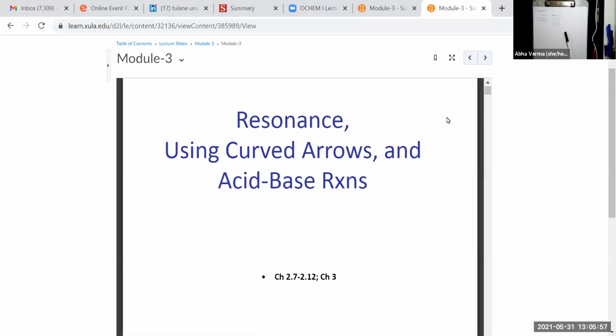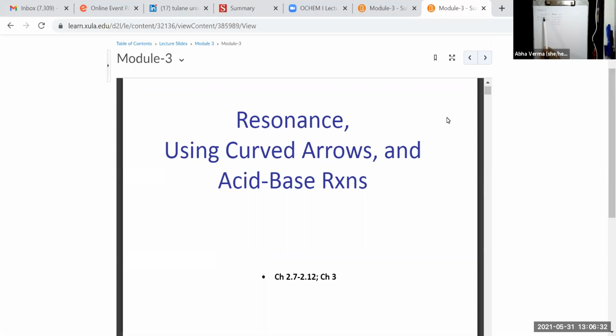So the first part of this module will include resonance. At this point, I want all of you to remember that carbon only makes 4 bonds, okay, no more. That is one of the first things that you have to remember. And in between any 2 bonds, or in between any 2 atoms, there are only 2 electrons, okay? So these are the 2 things that you have to keep in mind when you start with this module.